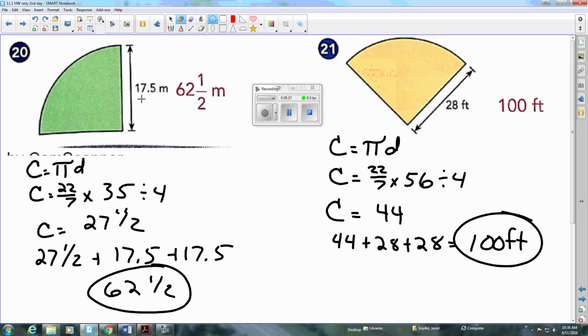Doubled up 17.5 here. We got 35 times 22/7 divided by 4. You get 27 1/2 for the length of the arc. Then you add 17 1/2 and 17 1/2 right here. And that gives you 62 1/2. 28 doubled up is 56, times 22/7 divided by 4 is going to be 44. So the arc is 44, then plus 28 plus another 28 is 100 feet.